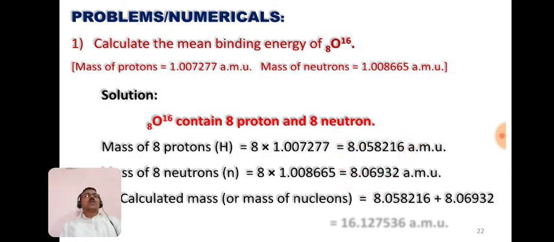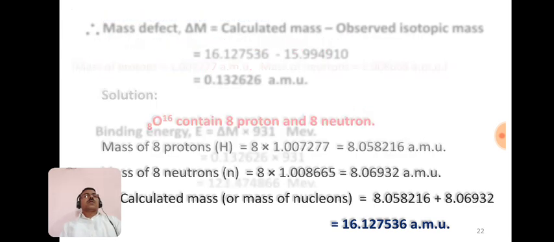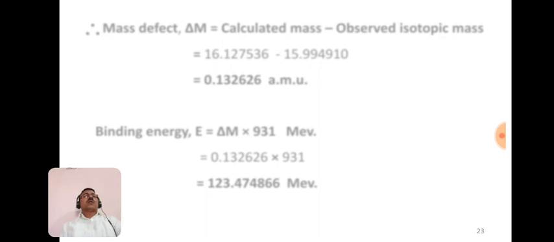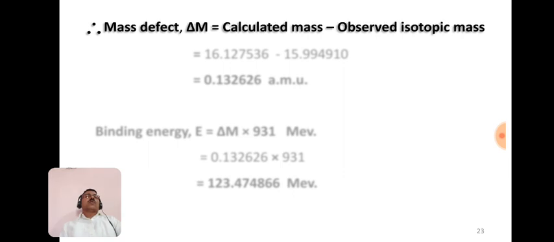So the calculated mass of nucleons is nothing but the addition of these two values, that is 8.058216 plus 8.06932, and it is equal to 16.127536 atomic mass unit. So this is the calculated mass, and the value of isotopic mass is already given, 15.994910. So we can calculate the mass defect using this formula. Mass defect is equal to calculated mass minus observed isotopic mass.